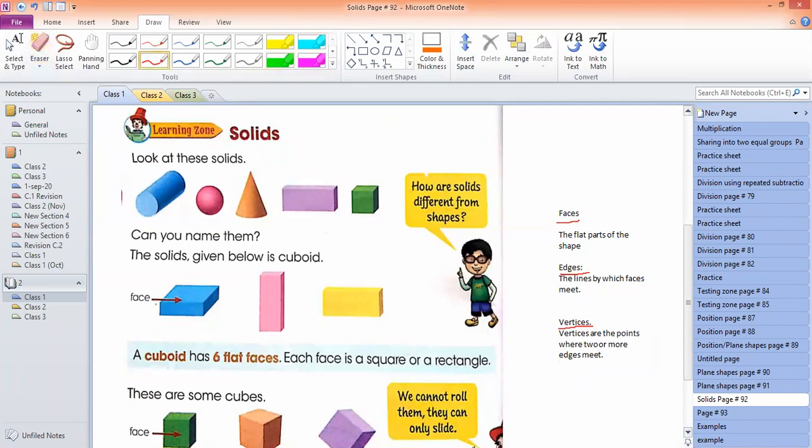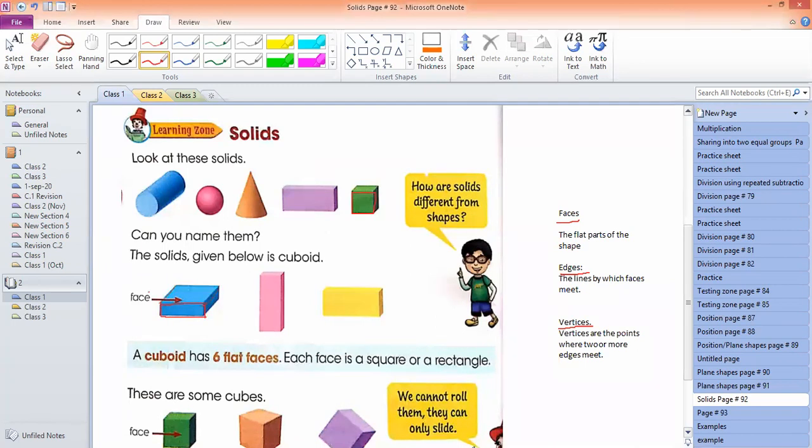If you look at this cuboid, look at this face. This is rectangle, not square. If you look at here, this face is a square. This is not rectangle. This is square. Check another face. This is also rectangle. In this cuboid, this face is also rectangle.